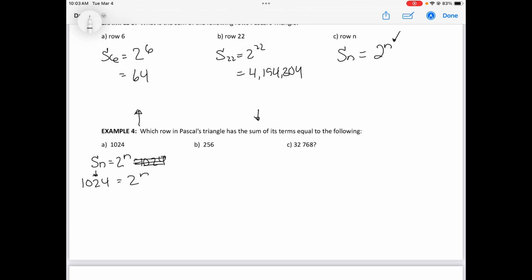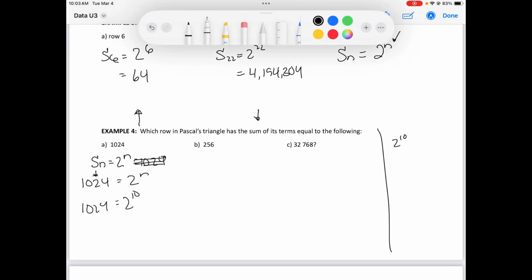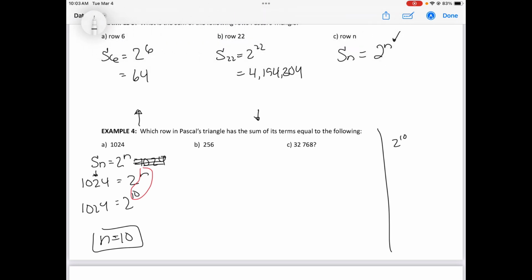So here's my work on the side of my paper. 2 to the 10, oh, that actually worked. 2 to the 10 equals 1024. Therefore, since everything aligns, we can say n equals 10. Okay, so the 10th row has a sum of 1024.